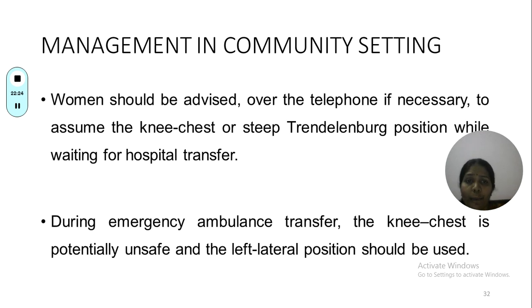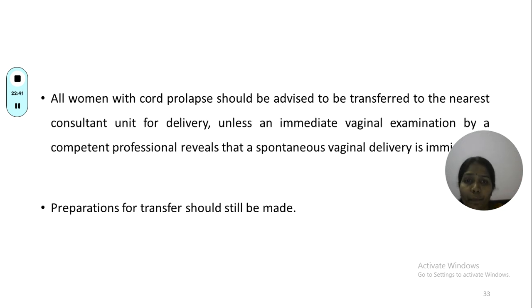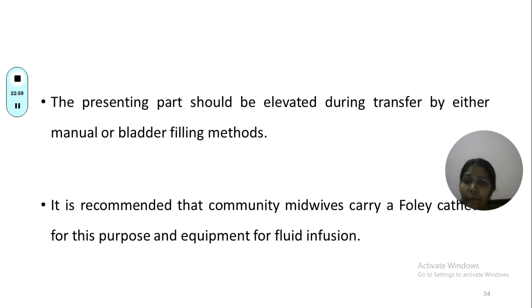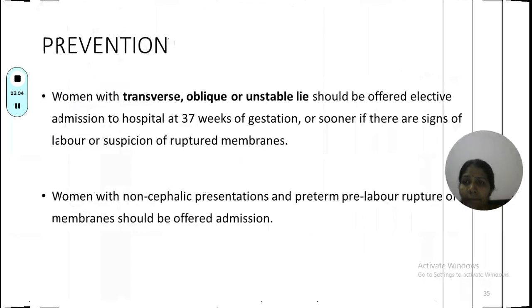Women should be advised over the telephone to assume the knee-chest or Trendelenburg position while waiting for hospital transfer. But during ambulance transfer, because the knee-chest position is difficult to maintain, the left lateral or the Sims position should be used. All women with cord prolapse should be advised to be transferred to the nearest consultant unit unless an immediate vaginal examination reveals that spontaneous vaginal delivery is imminent. Preparation should still be made. During the transfer, the presenting part should be kept elevated with a Foley's catheter.